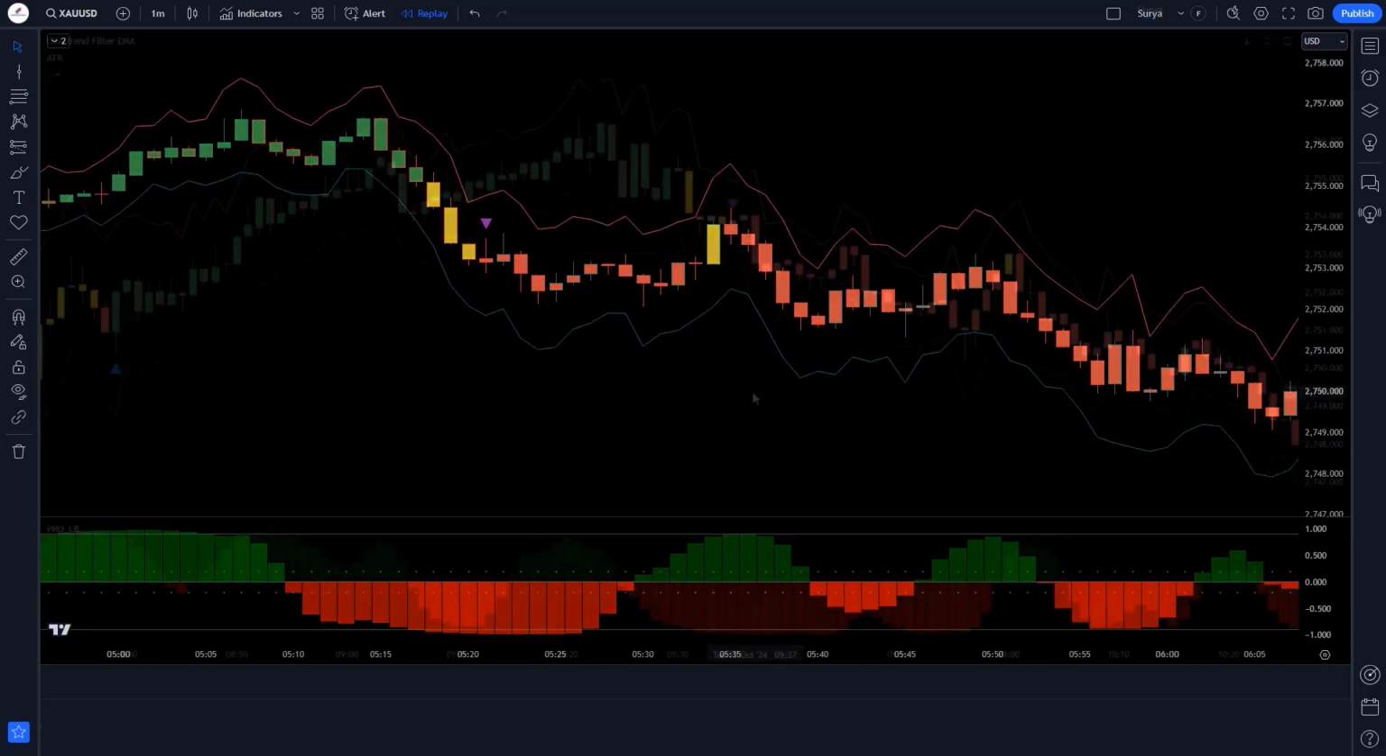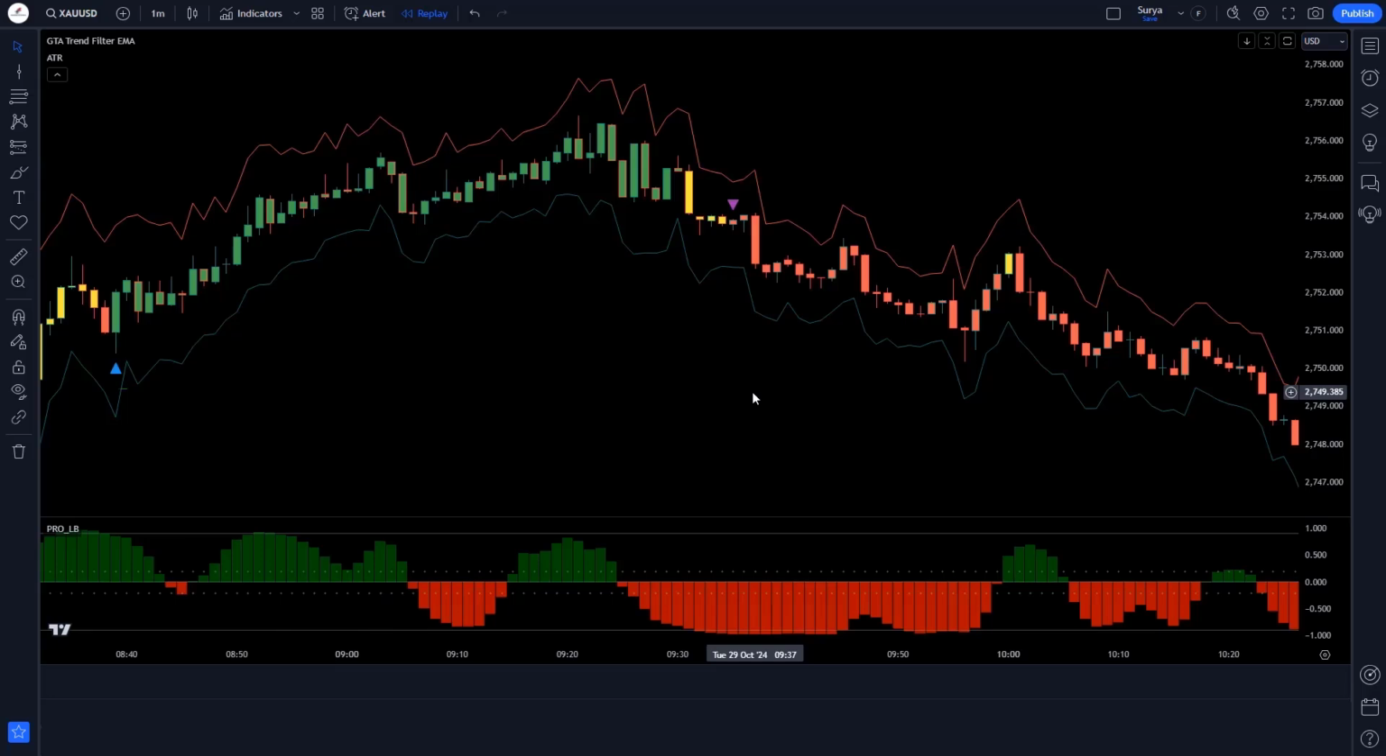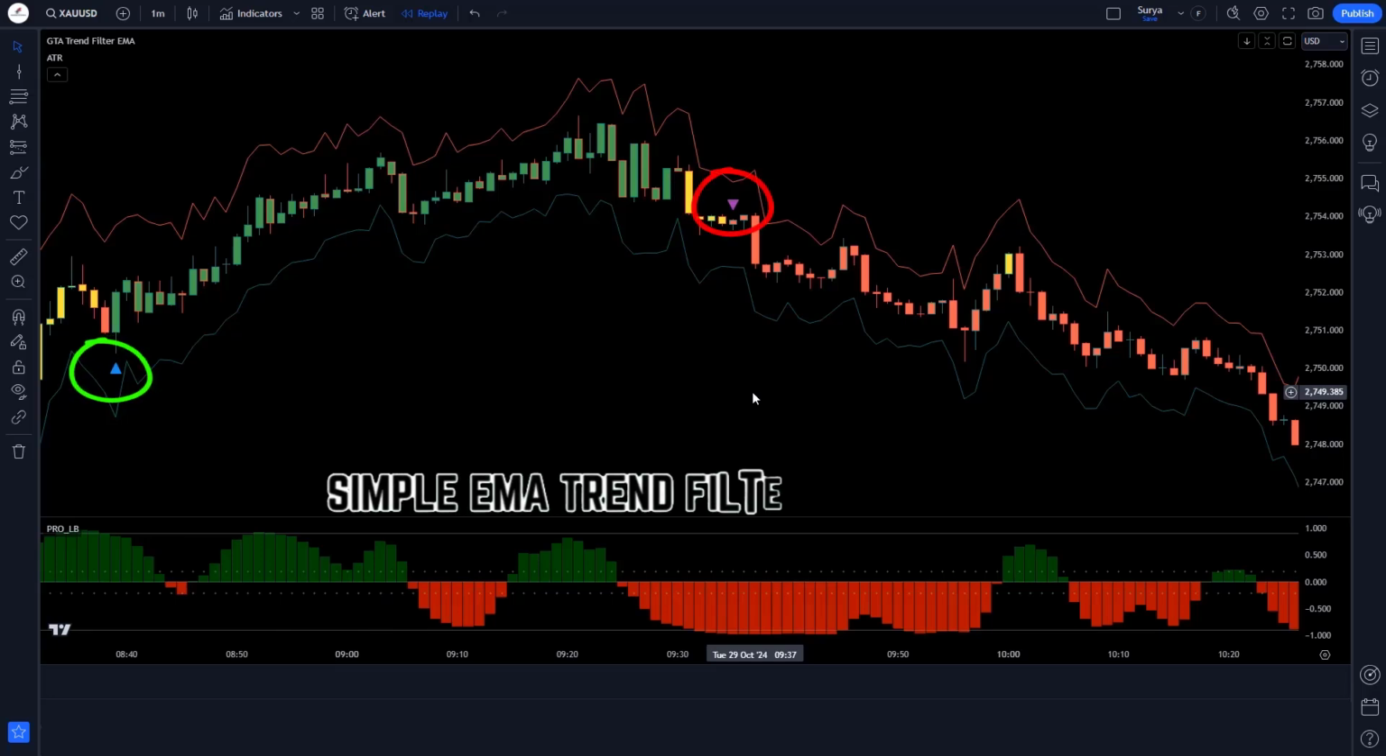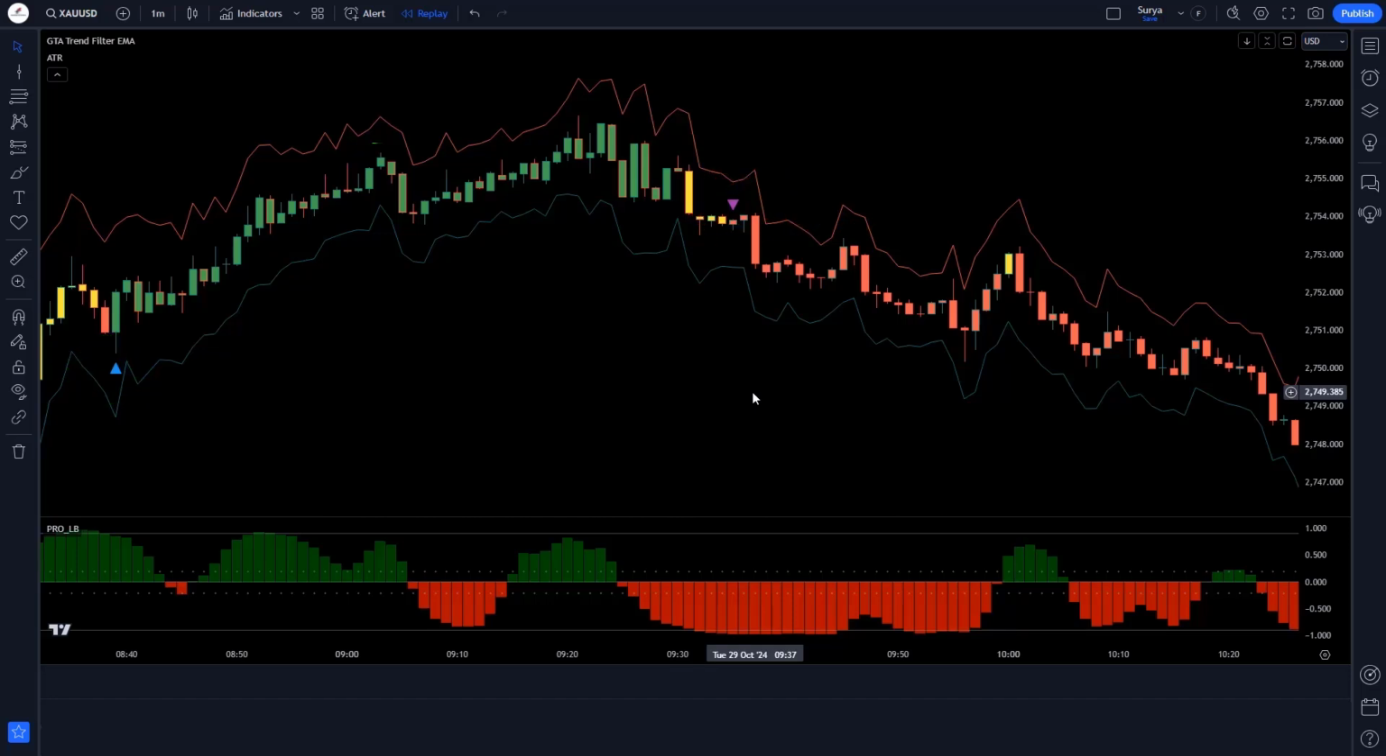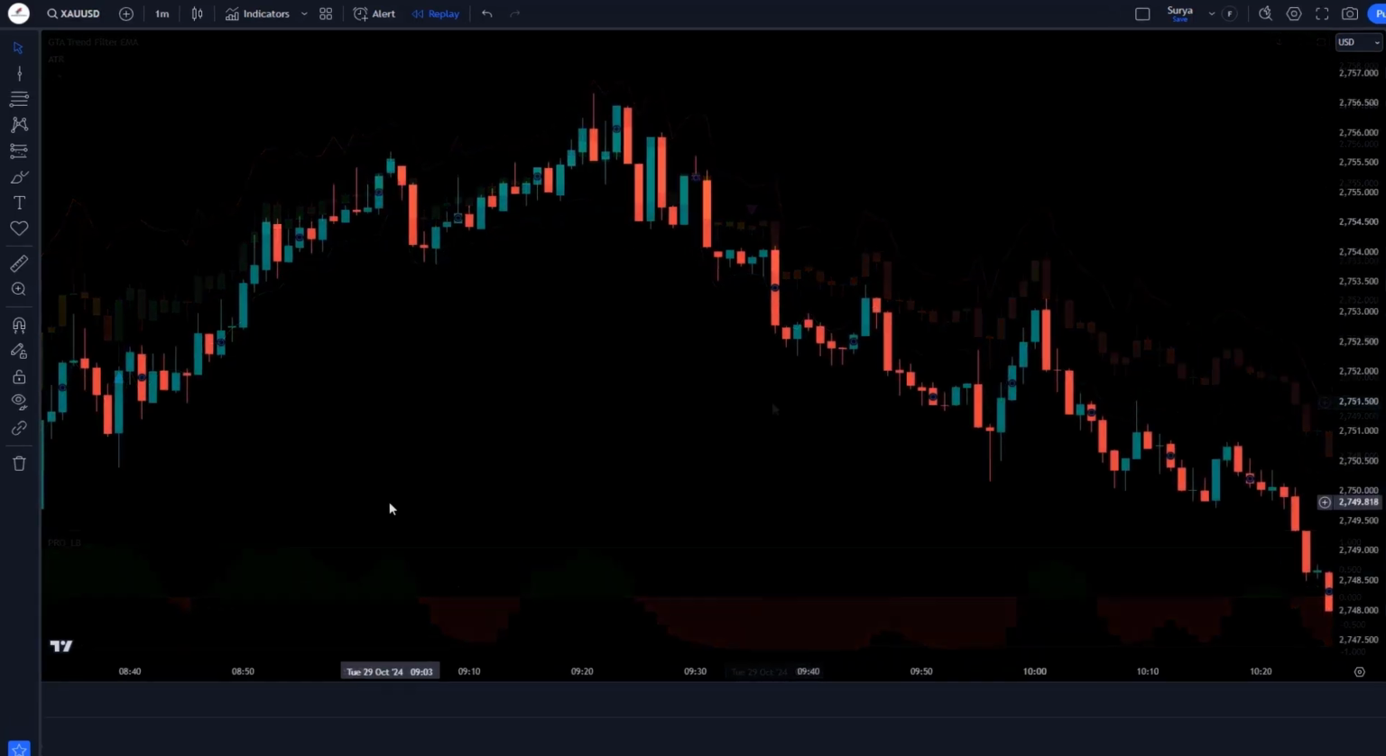First of all, let's learn about trading tools. The green and red arrow indicator that we see in the chart is called the simple EMA trend filter indicator. The green and red line indicator is called the ATR stop loss finder indicator. And the green and red histogram indicator is called the Premier RSI oscillator indicator. Now let us tell you how we want to trade.